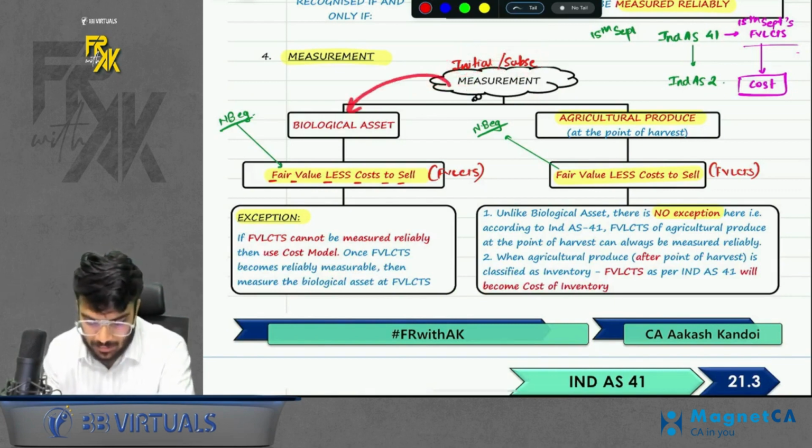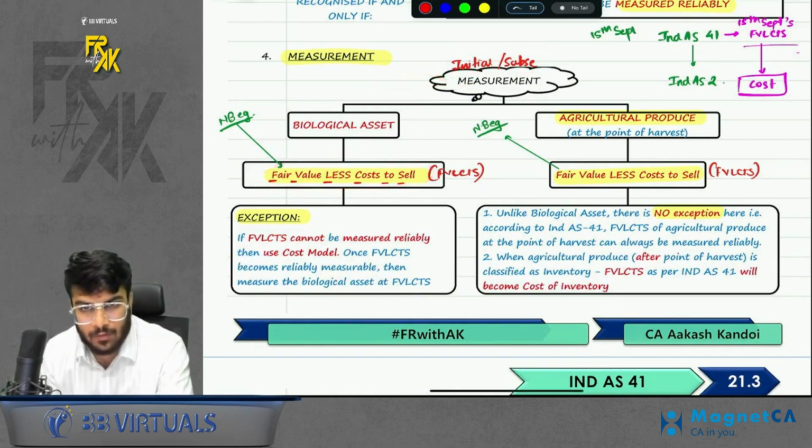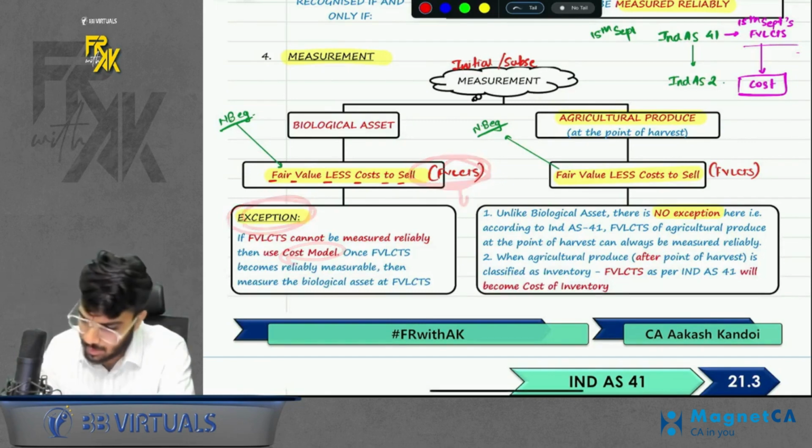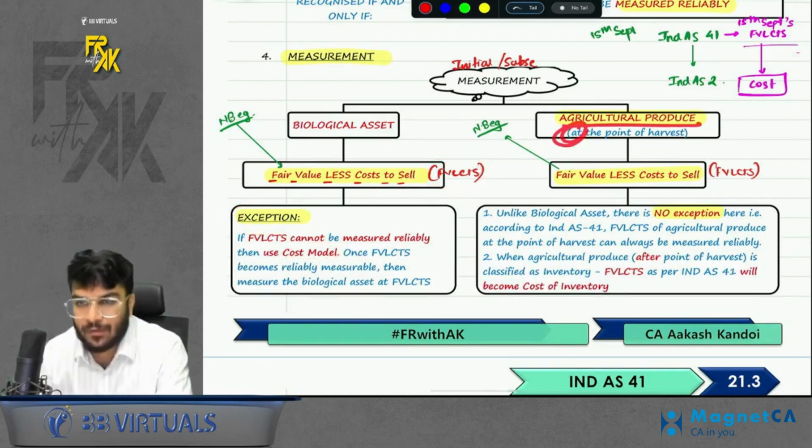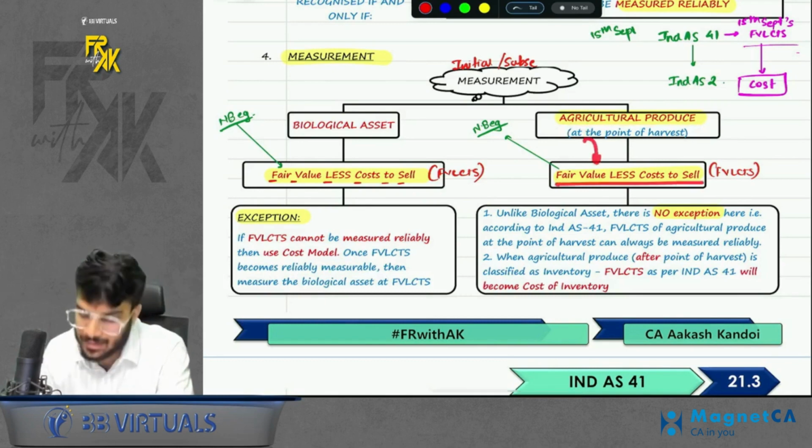For biological asset, you will measure at FVLCTS. What is FVLCTS? Fair value less cost to sale. One exception is available. If FVLCTS is not available, you can use cost model. Okay. For agriculture produce, at the point of harvest, you will also use FVLCTS.